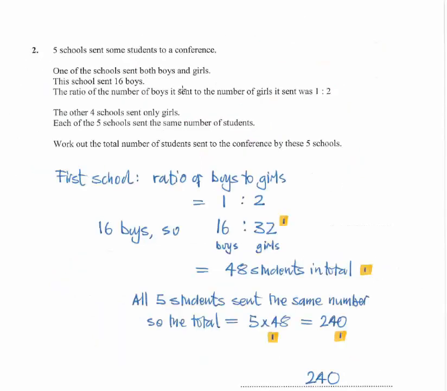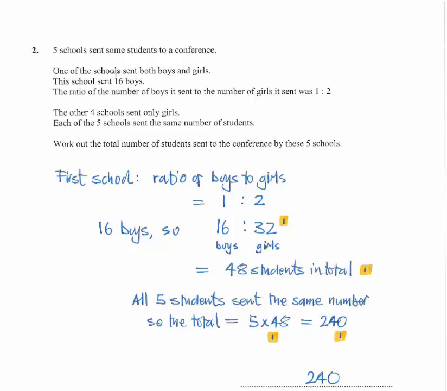Question 2 is one of these questions which is actually really simple, but is made more difficult by loads of writing. So 5 schools sent some students to a conference. One of the schools sent both boys and girls. This school sent 16 boys. The ratio of boys it sent to the number of girls it sent was 1 to 2. The other 4 schools sent only girls, and each of the 5 schools sent the same number of students. Work out the total number of students sent to the conference by these 5 schools.